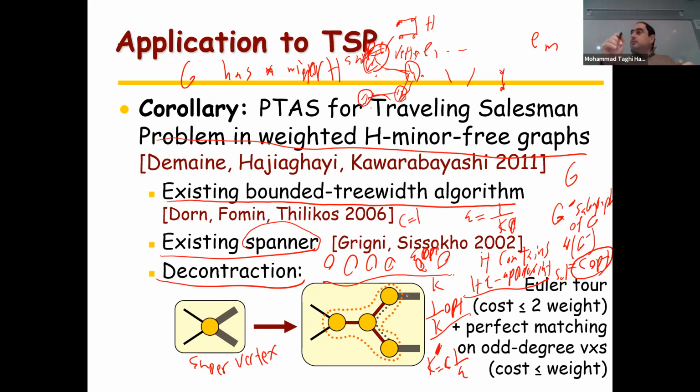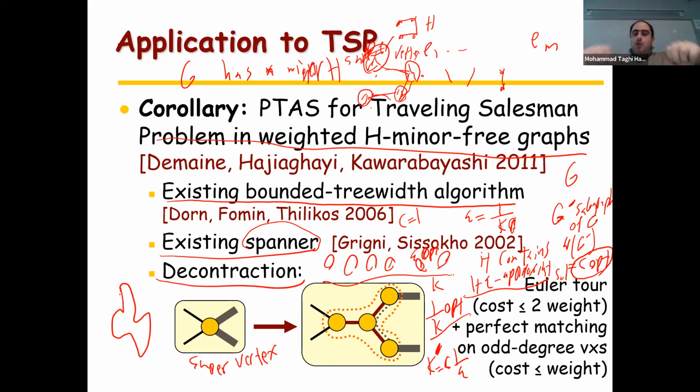Now, what is the idea? The idea is that now that I have this, I will open it. I created something on this contracted graph. For this contracted graph, I just find some TSP. But each of these vertices may have some super vertices. I will open it up, and I know that there is a tree there.